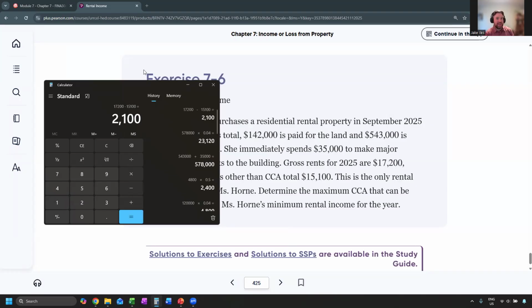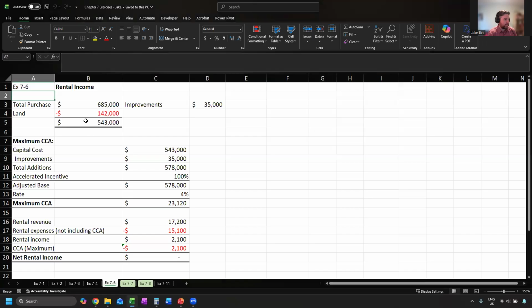So despite there being $23,000 of available CCA, we cannot take more than the $2,100 available to us, because once that rental income gets deducted to zero, we're done. So 23,120 minus the $2,100 of CCA we actually take, that 21,000 of CCA that we didn't take remains in the UCC and moves forward to next year. So that's basically the whole question.